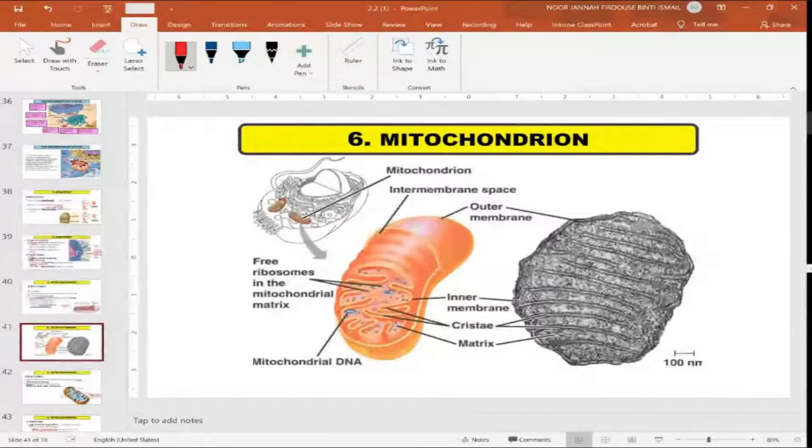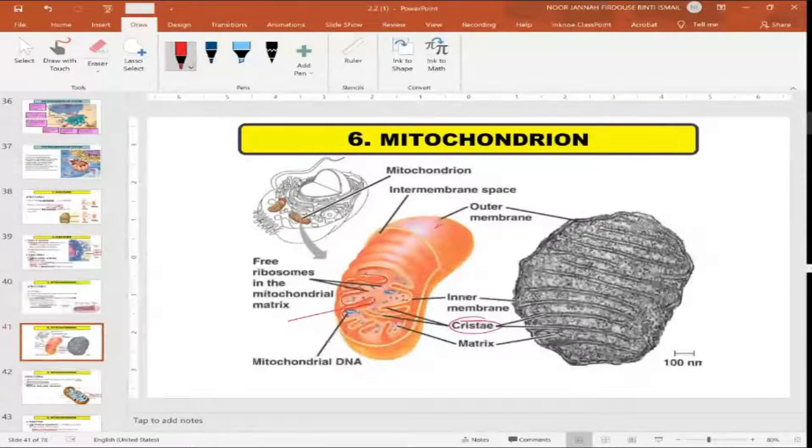Ada dua, mitochondria ada dua membrane. Outer membrane, inner membrane. Dan inner membrane folded inward, masuk maknanya berlipat ke dalam. And the parts where it is folded is called cristae. Okay, cristae. Nah ni, cristae.